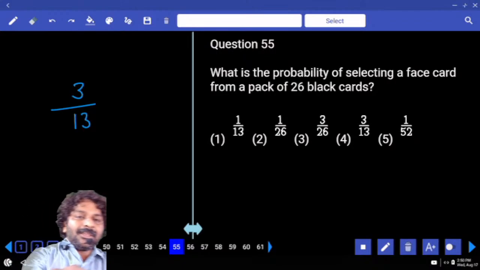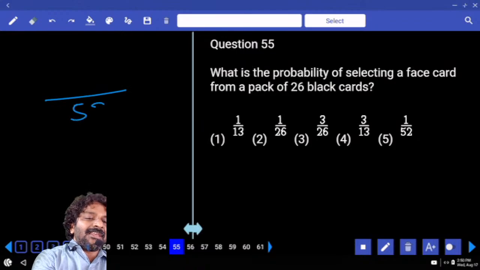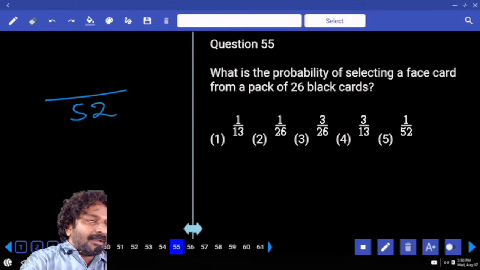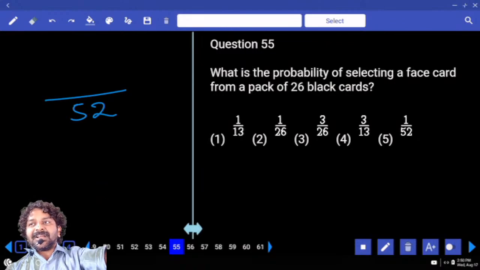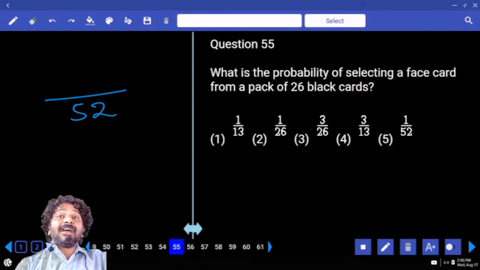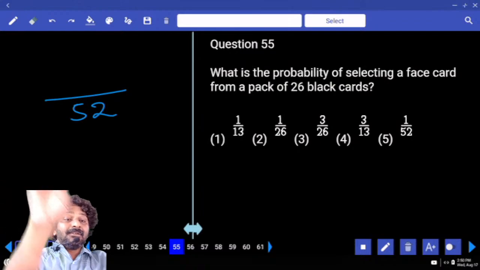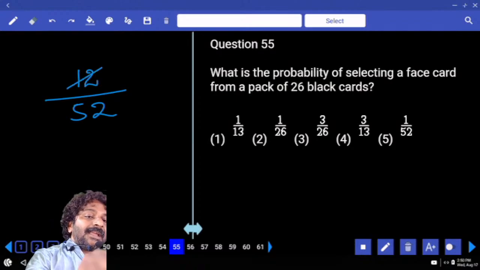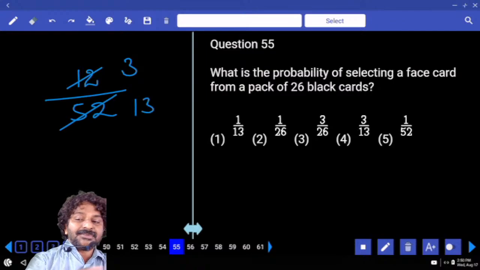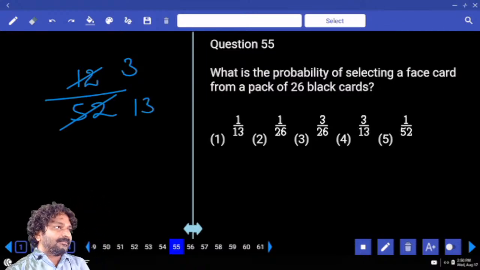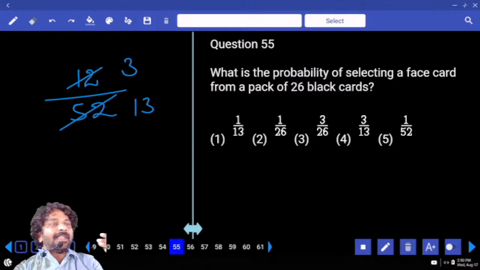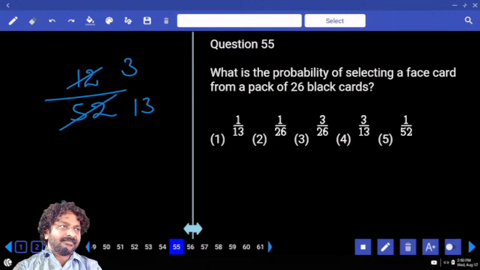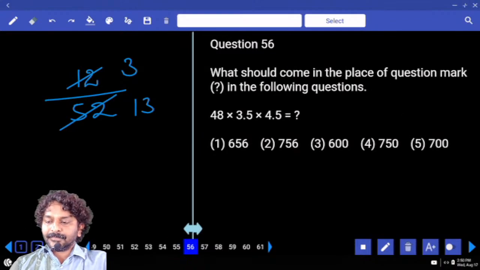Understood? No, there are 52 cards, we have to pick 1 card, 52 C1. In one suit you know that there will be 3 face cards. In 52 cards there are 4 suits, 3 times 4 is 12 we have. Out of these 12 we need to pick one. Cancellation with 4, 3 times 4, 13 times 4. Finally you are getting 3 by 13 only. So instead of calculating it for the entire 4 suits, you calculate it for one suit itself. Right, next.